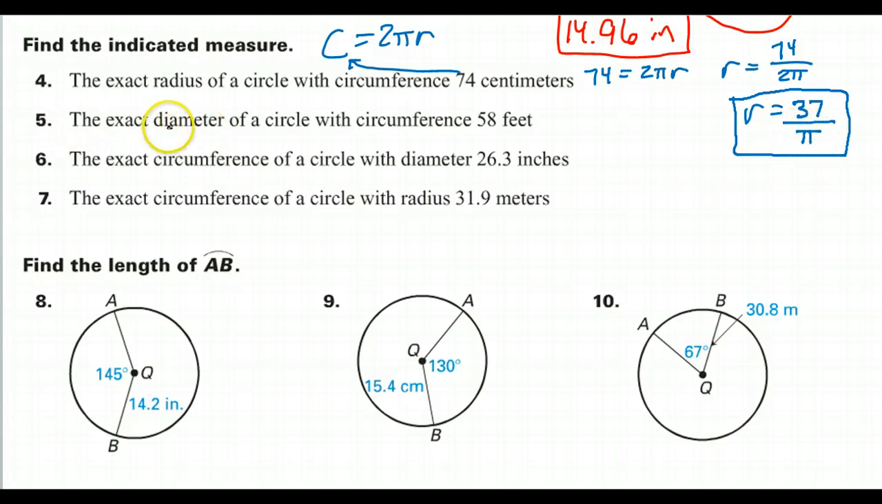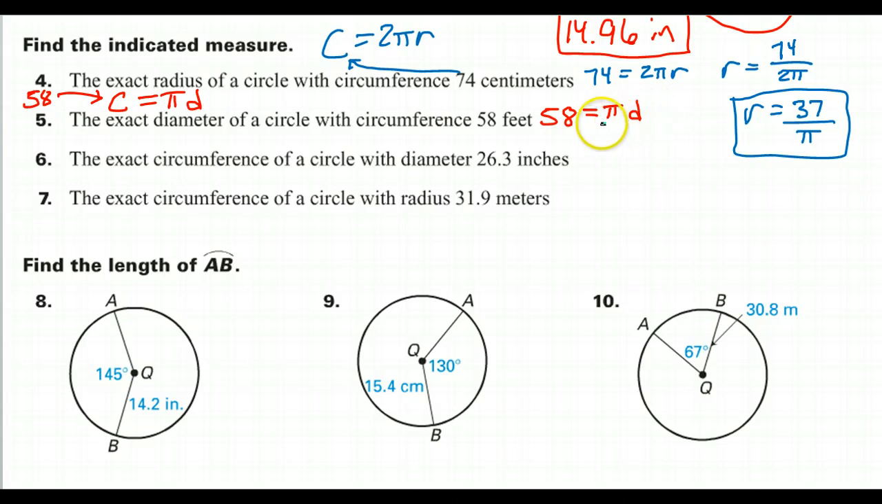Number 5, find the exact diameter given this circumference is 58. Okay, since they're mentioning diameter, then let's go ahead and use the version of the circumference that goes pi times diameter. And again, we're given the 58, so we're just going to put the 58 in for C. So this is going to become 58 is equal to pi times diameter. So if I want to find the diameter, I just have to divide by pi.